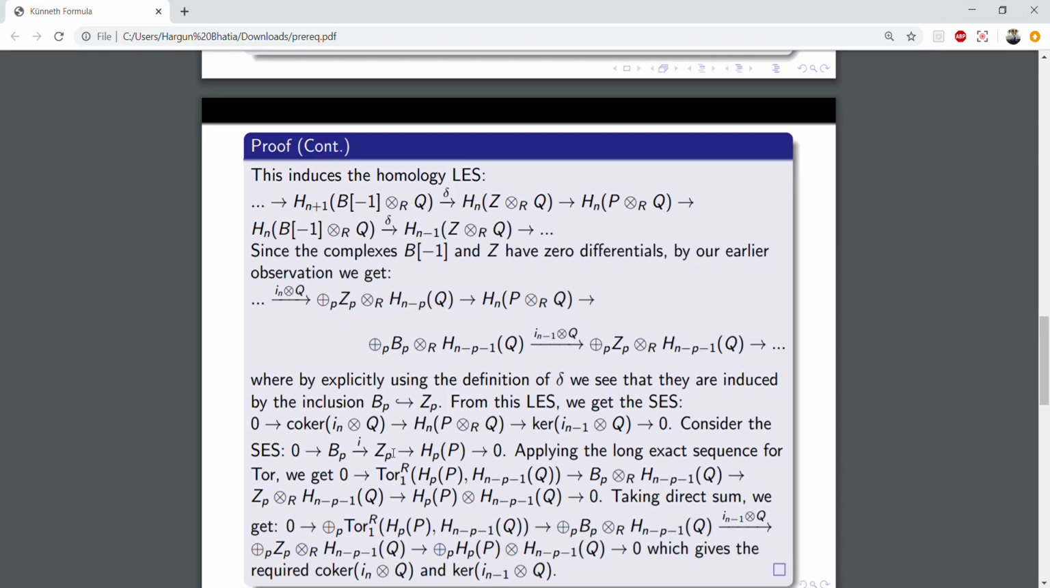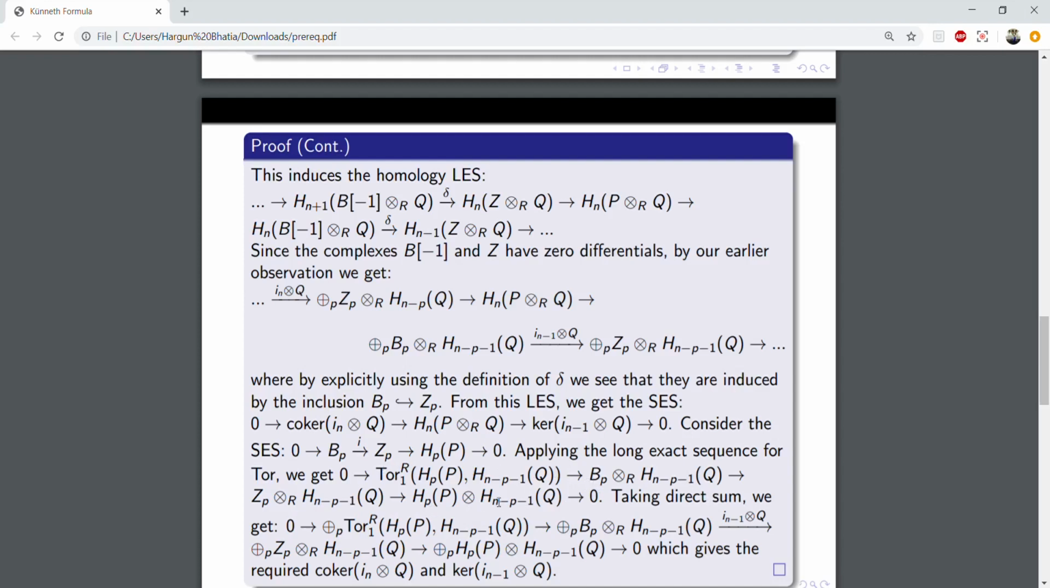For that, let's go back and look at this particular short exact sequence: 0, B_p, Z_p, H_p. This is the definition of the homology, a short exact sequence, and this is essentially the cokernel of this inclusion. Now, if you apply the long exact sequence for Tor on this short exact sequence, what happens? First of all, you tensor this by, arbitrarily, but let's tensor this with H_{n-p-1}(Q). If I tensor this with H_{n-p-1}(Q), this remains exact, right? Because this tensor product is exact. So this is fine.